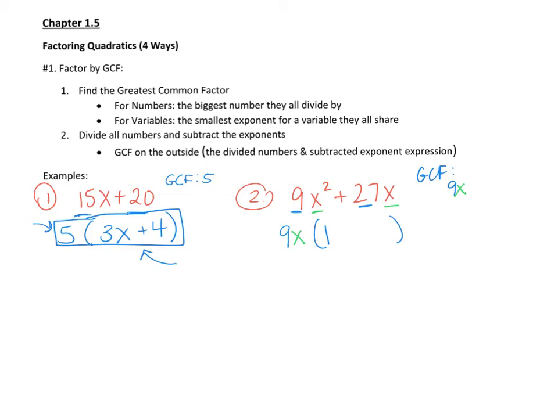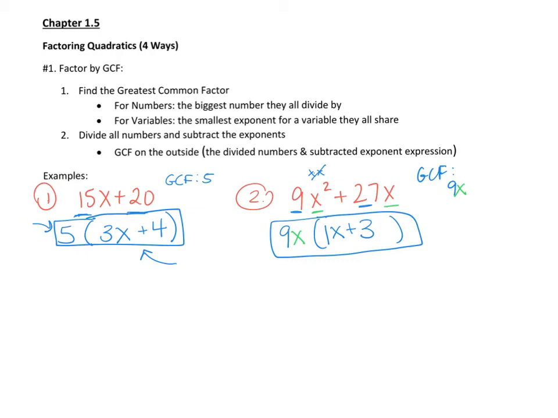Think about it: x squared means that I have 2 x's here. I'm going to divide out one of those x's. I would be left with 1x. 27x, so I'm going to take 27 and divide by 9. I'm going to get 3. If I take 1x away from the 1x that I have, I would have nothing left there. So my factored form would be 9x parenthesis x plus 3.